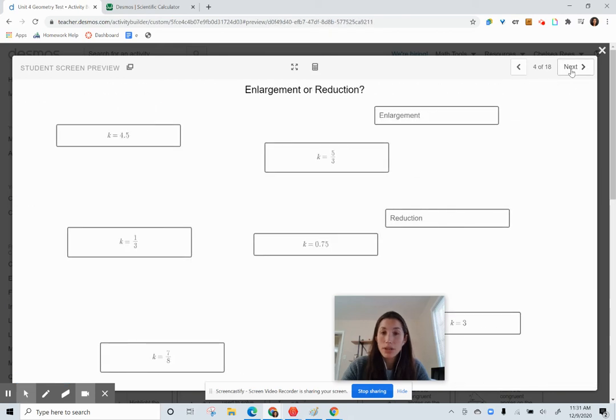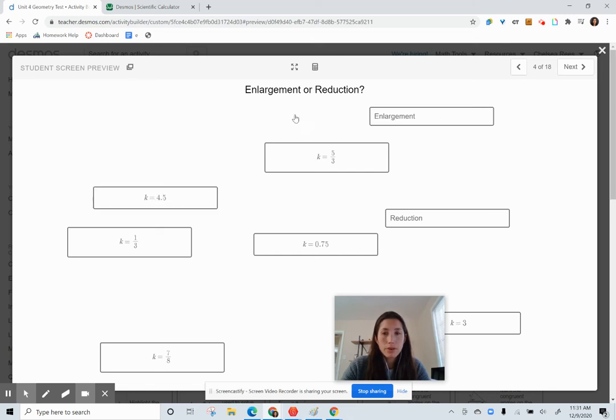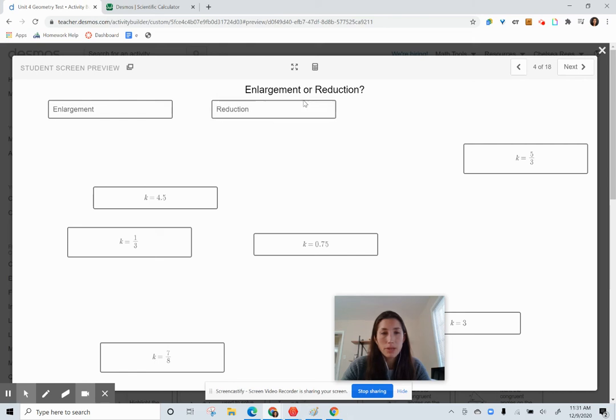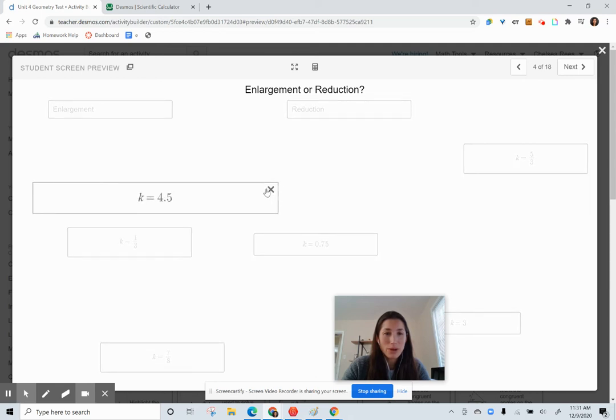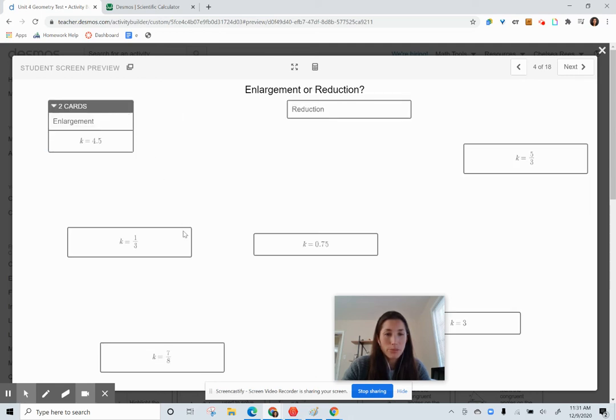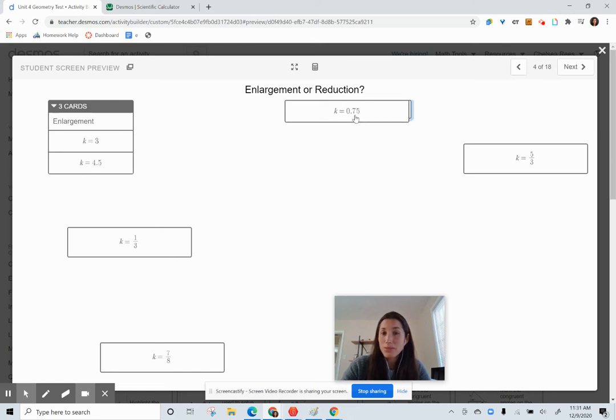Okay, here we're looking for an enlargement or a reduction. When we have an enlargement for a scale factor, that is a number that is bigger than 1. A reduction is a number less than 1 but greater than 0. So 4.5, that is greater than 1. I'm going to put that with an enlargement. 3 is also greater than 1. Put that with an enlargement. I know 0.75, that is less than 1 but greater than 0.